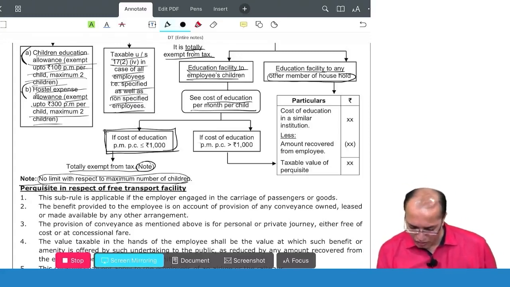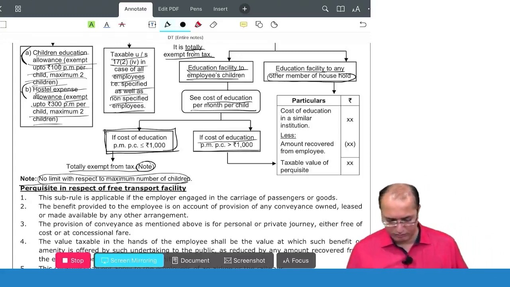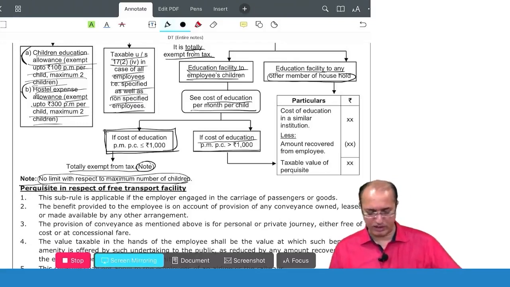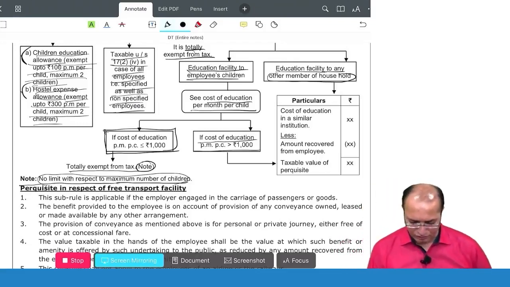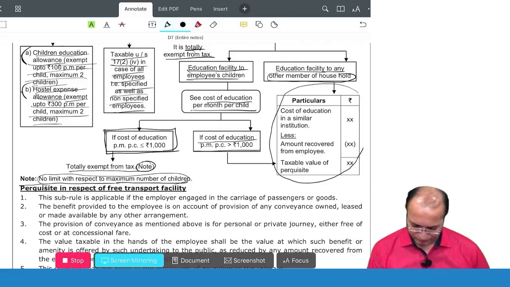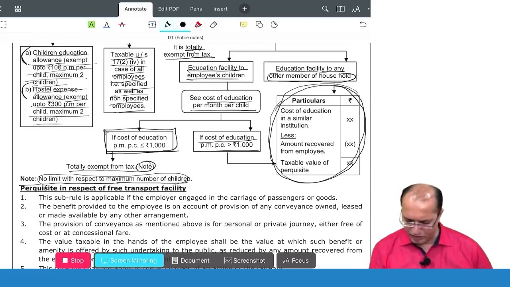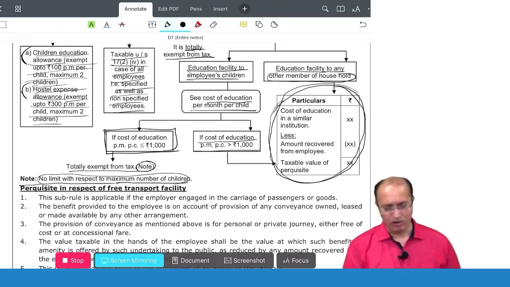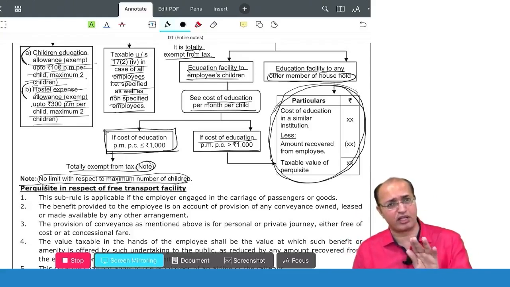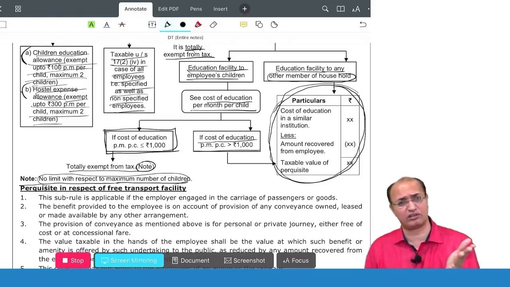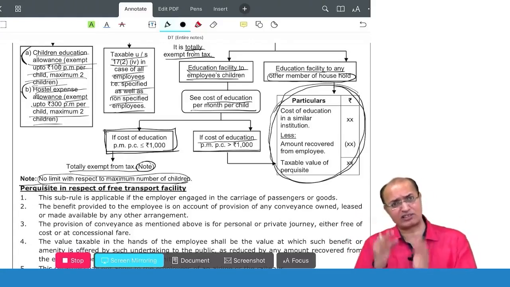What if the cost of education per month per child is more than 1000 rupees? Then the perquisite will be valued as per this. On the other hand, if the education facility is provided to any other member of household, then also the perquisite will be valued as per this rule only. What is this rule? The moment the cost of education per month per child exceeds 1000, then the perquisite is taxable.